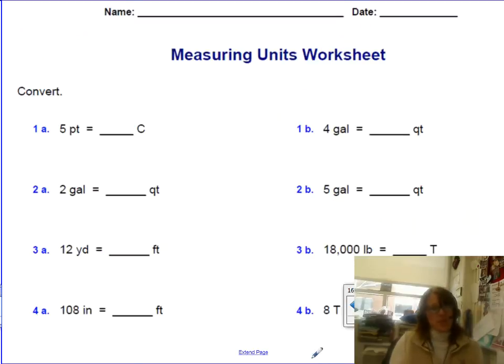Okay, your job is to grab this worksheet. This is your assignment. Okay, and you're going to do all this conversion. So PT is pints, C is cups, gallons, quarts, yards, feet, inches, feet, so on and so forth. Okay, LB is pounds, T for tons. You just kind of familiarize yourself with all of this. And as always, keep your chart handy, keep your calculator handy, and may the force be with you.